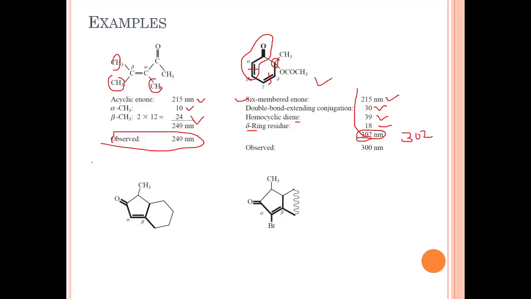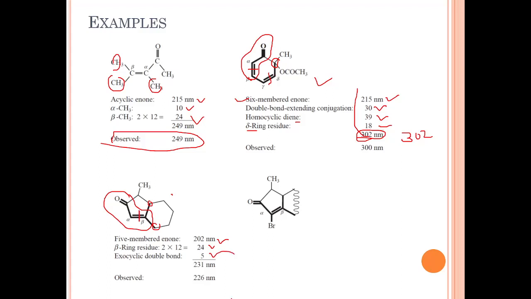Now friends, these last two examples you can see here are the 5-membered dienones, and we need to add 202 as a basic value. You can see here 202 basic value for this 5-membered enone system. Now at beta we have two ring residues, this one and this one. So 12 into 2 is 24, and one exocyclic double bond. This alpha beta double bond is now an exocyclic double bond. So we have 5 over here. Then the total comes to around 231.